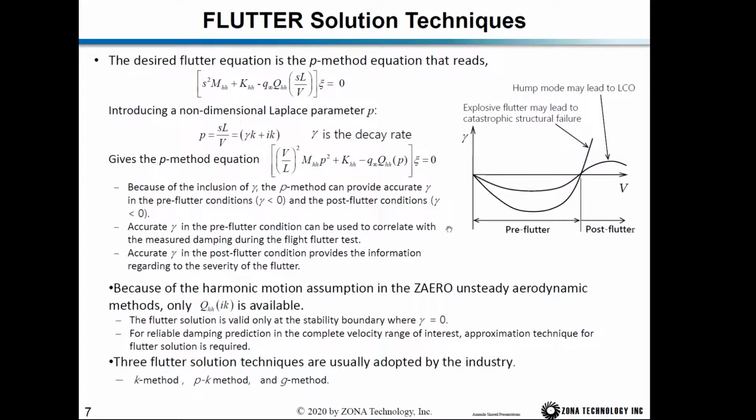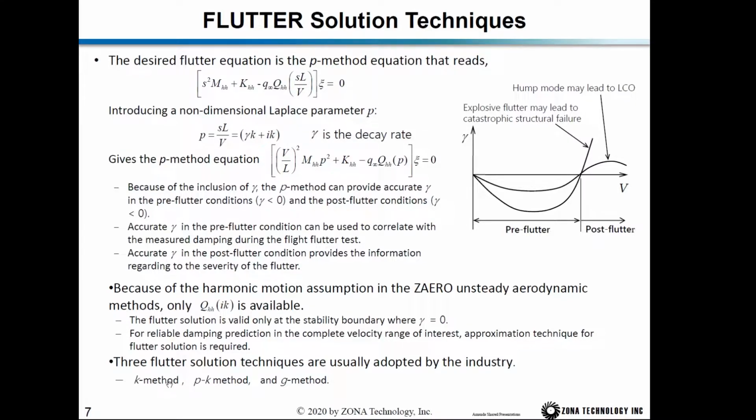Because of the harmonic motion assumption in ZAERO unsteady aerodynamic methods, those methods will only give us the GAF in the frequency domain. We do not have the GAF in the Laplace domain. So the Flutter solution, if based on the frequency domain GAF, is valid only at the stability boundary where gamma is zero. For reliable damping prediction in the complete velocity range of interest, an approximation technique for the Flutter solution is required. So we have three methods in ZAERO.